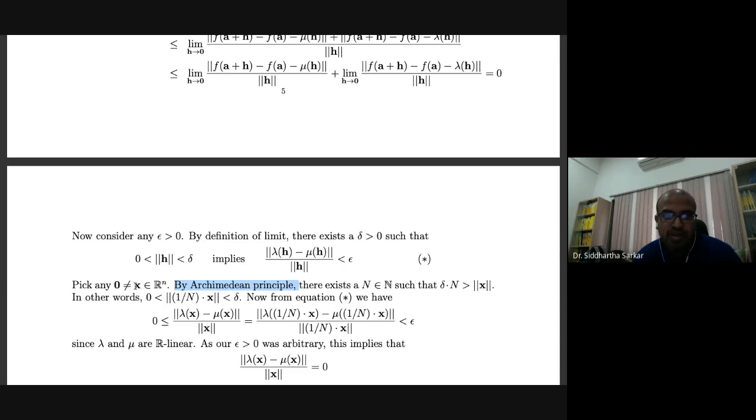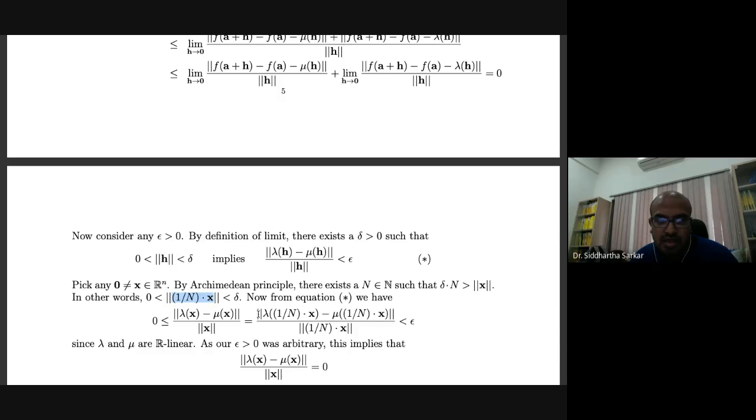So what you do is you pick a non-zero point x from Rn, and the Archimedean principle just says that because norm x is a real number and my delta is positive, there should be an integer n so that delta times n exceeds any given real number. In this case, I am taking it to be norm of x, however large this norm of x could be. But this immediately says if I scale this x by 1 by n, taking 1 by n times x, it will be captured inside this deleted neighborhood of 0. Okay, now I am fine.